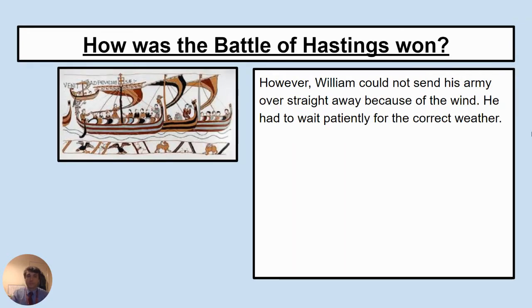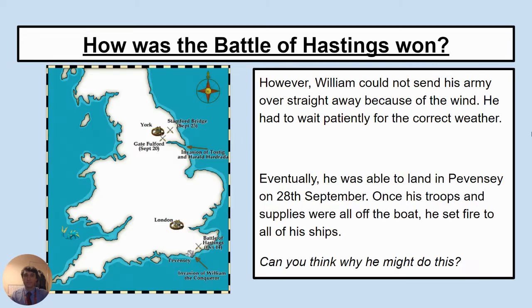However, William couldn't send his army over straight away, and this was because of the wind. He had to load the boats up and wait patiently for the correct weather. And eventually the winds changed and he was able to send his army over and land in Pevensey, as you can see here on the bottom right of this map, on the 28th of September. Now, once his troops were all off their ships, he set fire to them. Can you think why he might have done that?